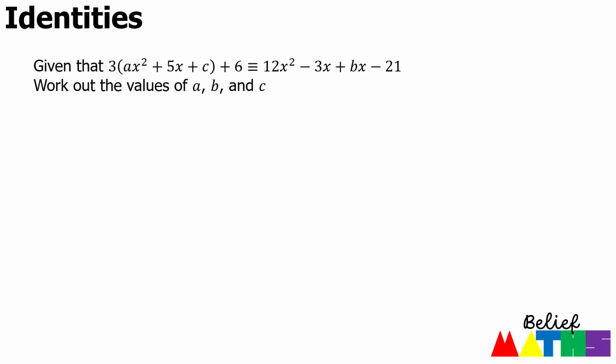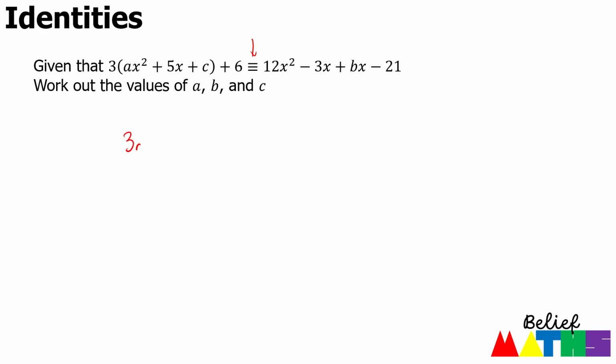Now identities are these ones where you've got this kind of triple equal sign. That just means the difference between an equation and an identity: an equation is true for one value of x, or maybe two, depending on the equation. An identity is true for all values of x. There's a few different ways to do this, but the way that I recommend is to expand all brackets first, which just makes life easier.